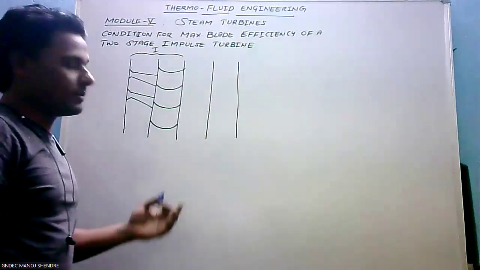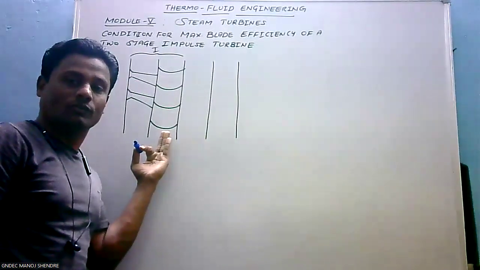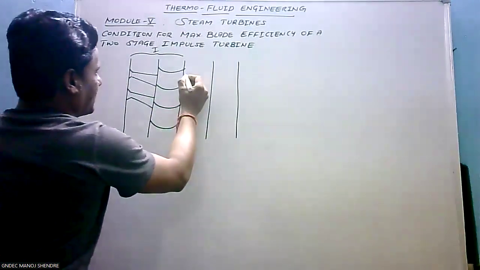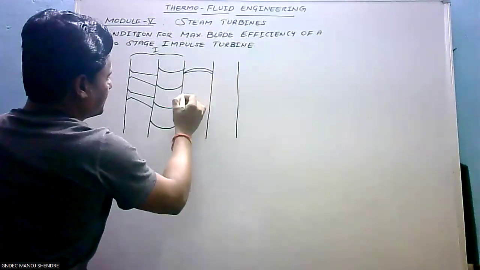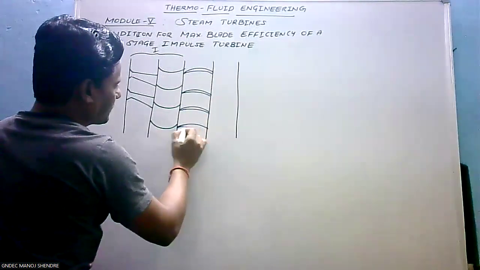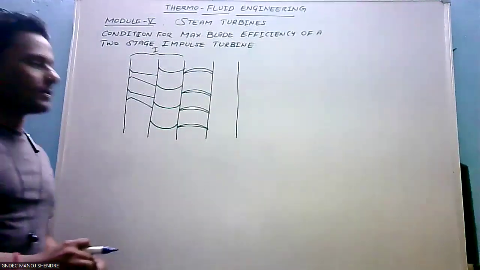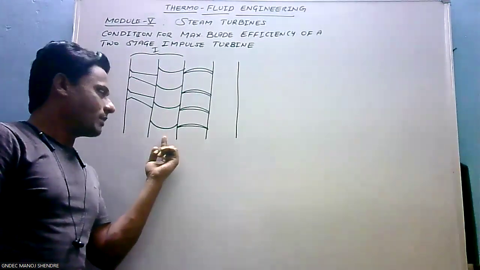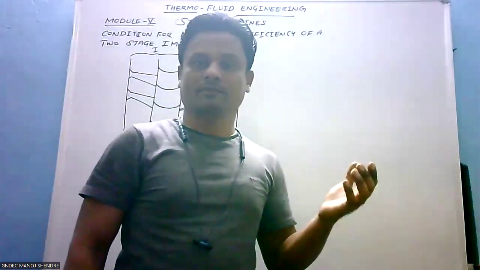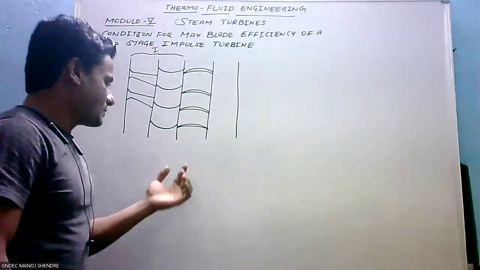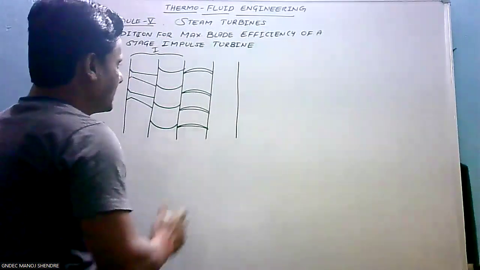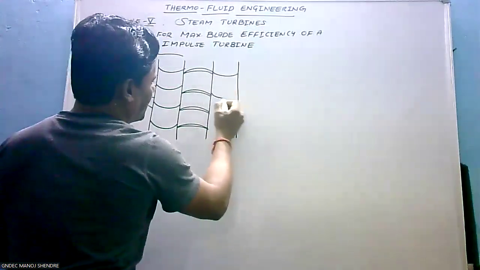Similarly, the steam from the first set of moving blades enters into the first set of fixed blades. These are the fixed blades. Whatever steam is coming out from the first set of moving blades still carries some potential energy, some pressure energy. That remaining pressure energy is converted into a high velocity jet, and finally it enters into the last set of moving blades.